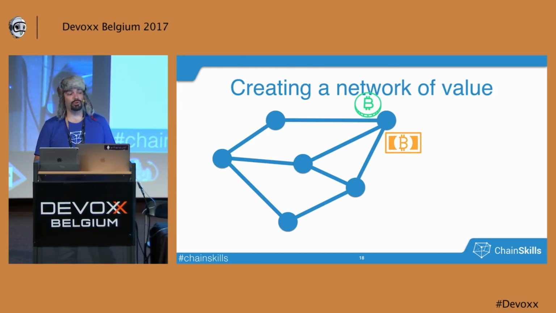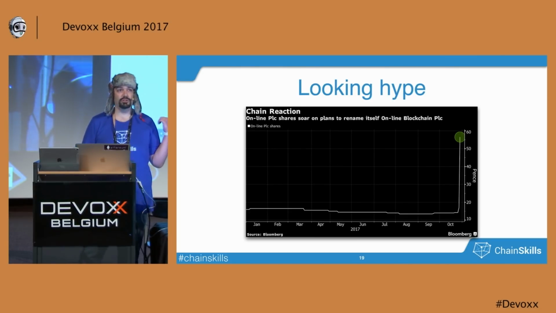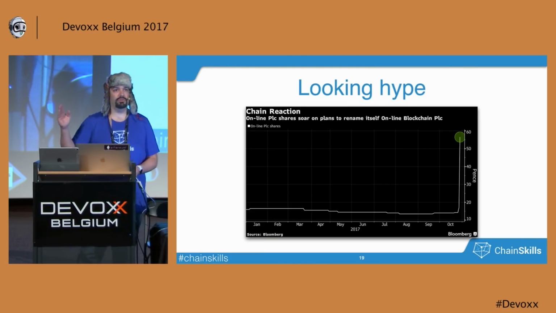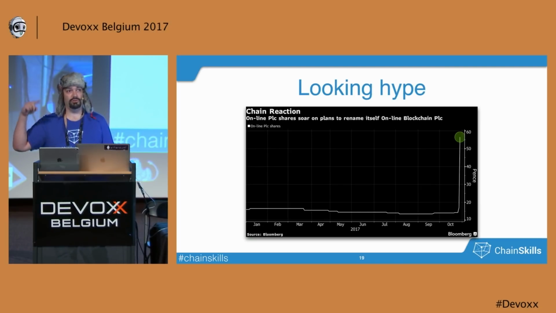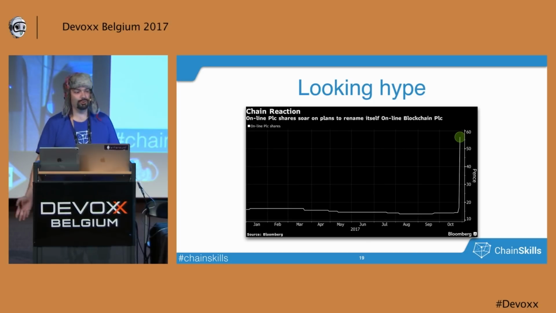And yes, it's also very good at looking hype. So this is just the progression of the price of a share of a company. And the last part of the graph is the day they decided to add blockchain to their name. So yeah, of course, there's that also.